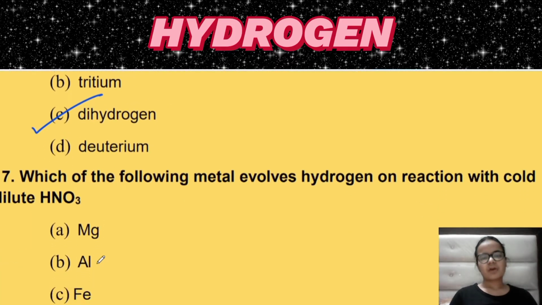Next question is, which of the following metals evolves hydrogen on reaction with cold dilute nitric acid? HNO3 is nitric acid, and the answer is A. Nitric acid is a strong oxidizing agent. So, which of the following metals evolves hydrogen on reaction with cold dilute HNO3? So, HNO3 plus Mg will evolve hydrogen gas. Why? Because HNO3 is a very strong oxidizing agent.